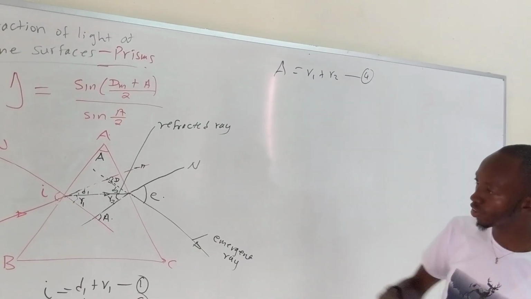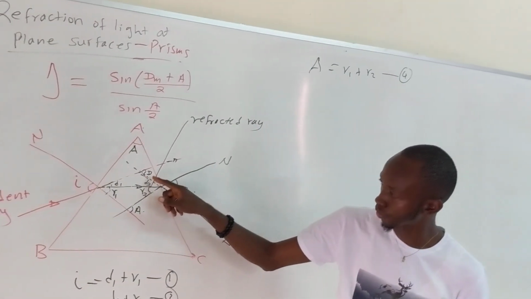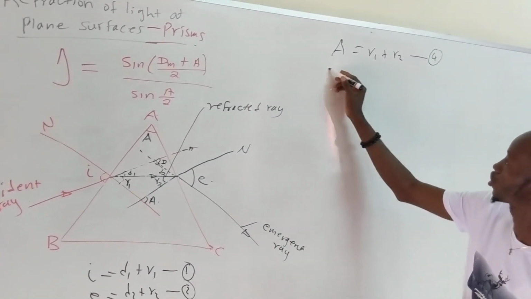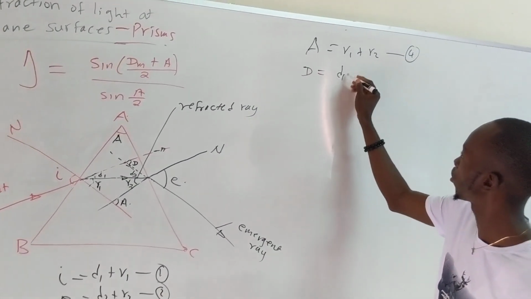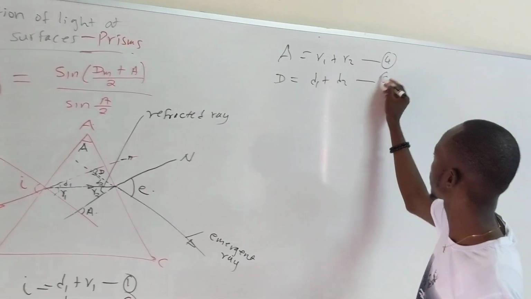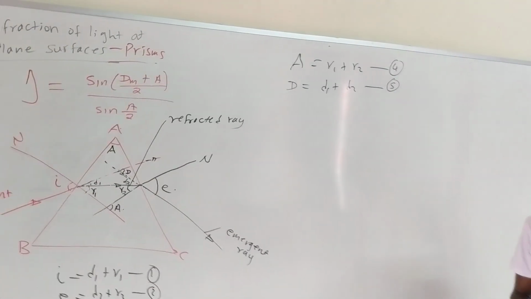You see? So the next one is the deviation, the same principle. D equals D1 plus D2. The exterior equals the sum of the opposite interior. So this gives us equation 5.